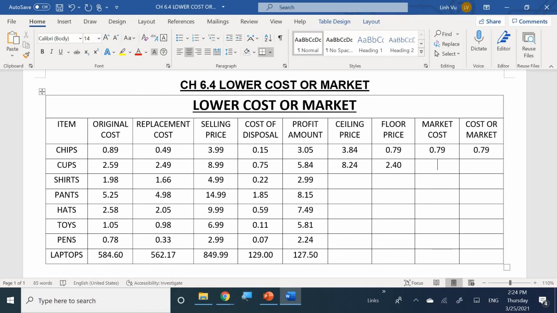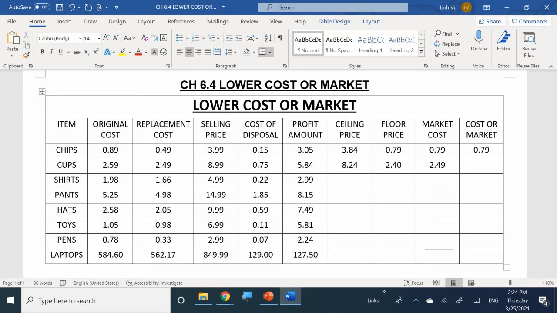I would go to 548. 548. Where did you get that number? I mean, well, I'm looking at profit, ceiling, and floor. We're not looking at profit. We're only looking at the two numbers that we calculated, the ceiling and the floor. And we're only comparing those two numbers with the replacement cost of $2.49. $2.49, yes. $2.49 is in the middle.